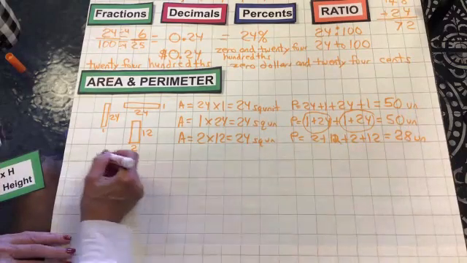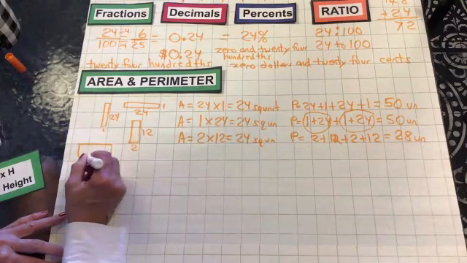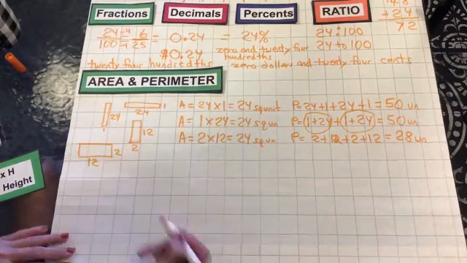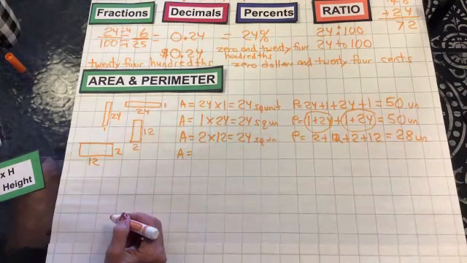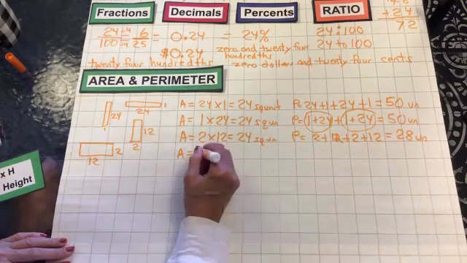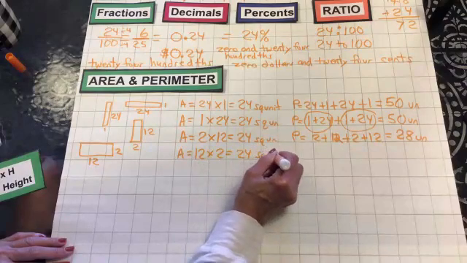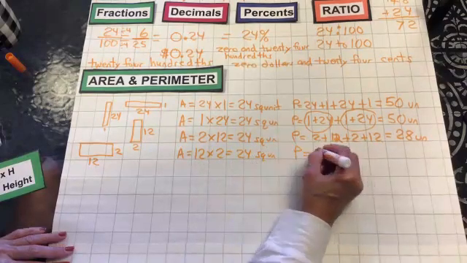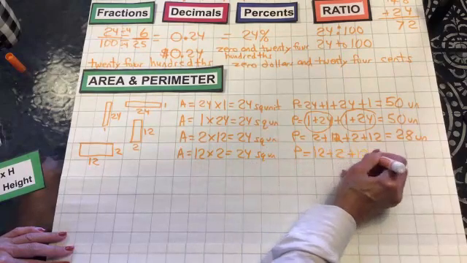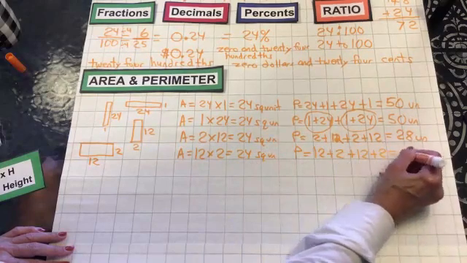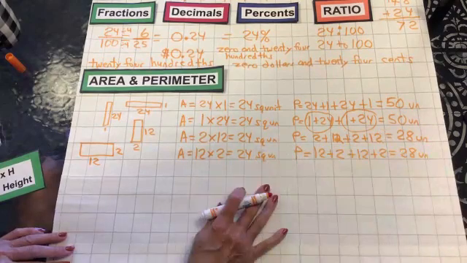Okay, let's go on to the next one. So we're going to lay it down this time. And it's going to be a 12 by 2. So area equals, and we're just drawing rectangles to represent what we want. So this would be a 12 by 2, which equals 24 square units. And we would say that would be a 12 plus 2 plus 12 plus 2, which equals 28 units. It's the same as this one, but we just changed the order of the numbers.